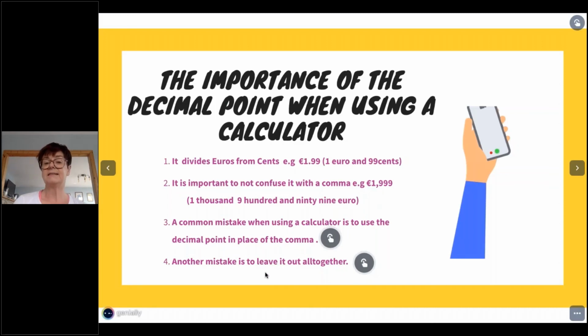Another mistake is to leave out the decimal point. If you leave it out on your calculator, as you can see, 1.99 becomes 199, okay?